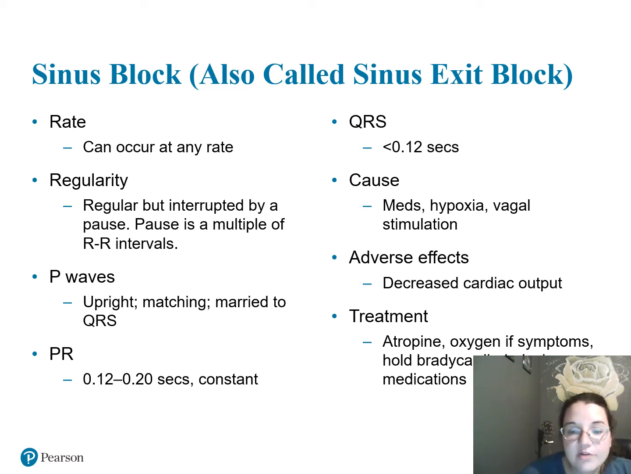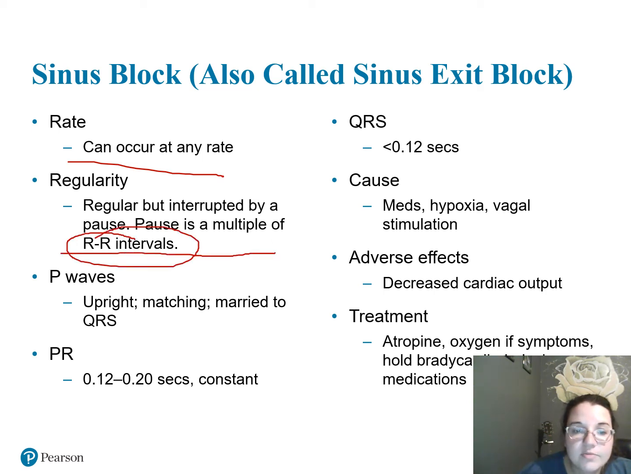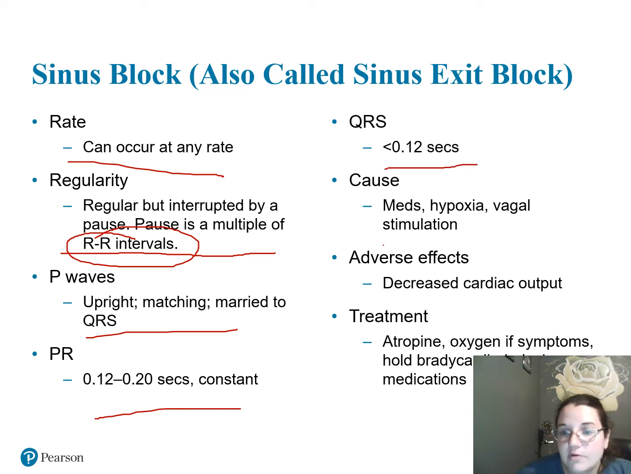So for a sinus block, it can occur at any rate, right? It's going to be regular but interrupted, but it's also going to have the multiple of R to R. P waves upright, matching, married. PR is going to be constant in between its rules. QRS is going to be less than 0.12. But look at my cause. I can have a sinus block that could be caused by medications, hypoxia, or vagal stimulation.